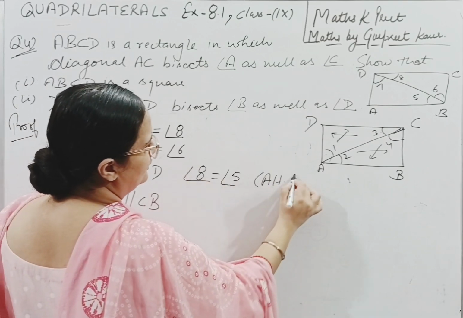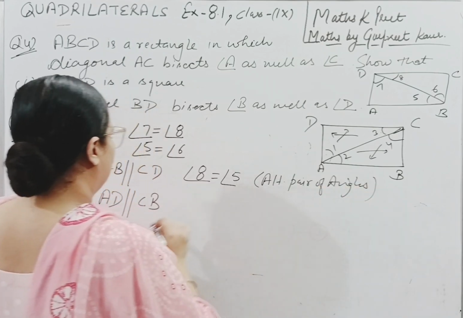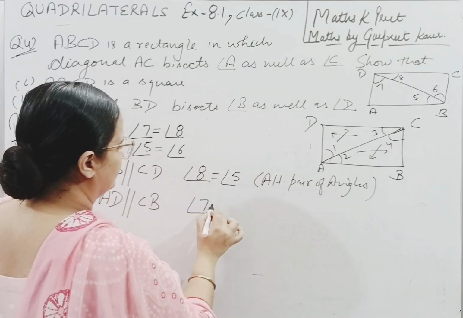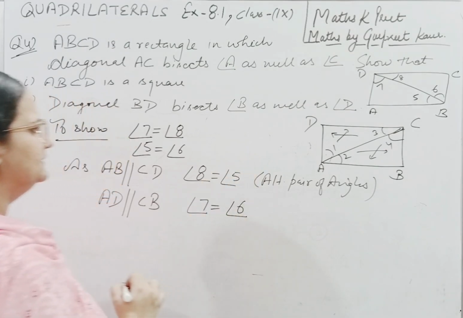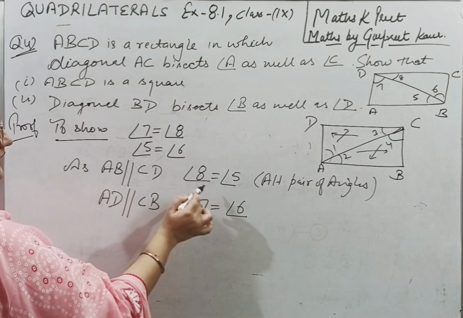Write the reason: alternate pair of angles. Okay, we are doing the same thing again and again. So angle 7 is equal to angle 6. I have to show angle 7 is equal to angle 8. This thing I have to show.